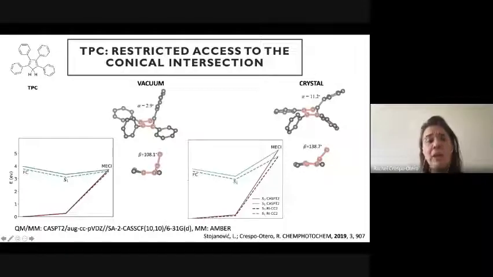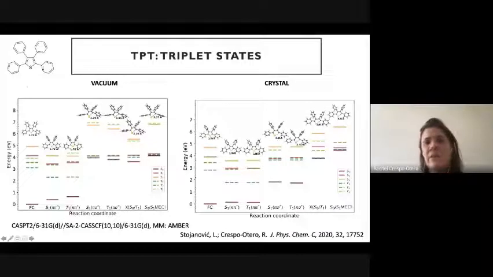So that explains in a way why TPC, the one with carbon, shows aggregation-induced emission, and the system with silicon shows very similar behavior. So what is the difference when you have sulfur? Every time that you have sulfur, you need to take into account that you may have some triplet states in your system that could be participating in the excited state mechanism. If you plot the energies of the different stationary structures in the excited state, and also the energies of the conical intersections and the crossings between the ground state and the lowest energy triplet, you will see that for the system with sulfur we have accessible conical intersections and also accessible crossings between singlets and triplets.